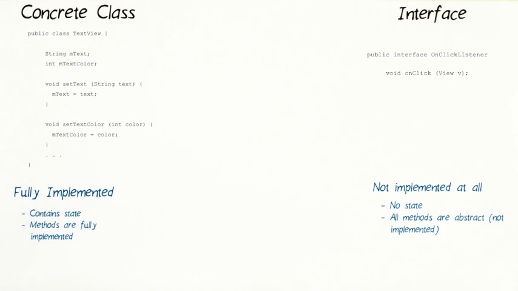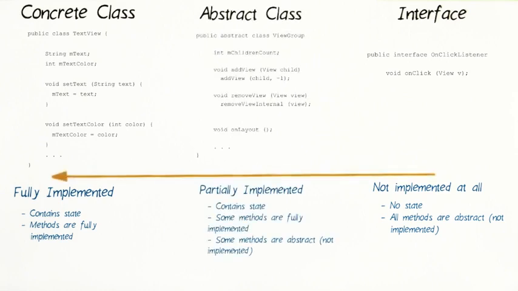There can be multiple abstract methods in an interface, but this example of the onClick listener interface only has one abstract method, the onClick method. In the future, we'll also encounter abstract classes. This is a partially implemented class, and it contains state, and some methods are fully implemented, while other methods are left abstract for someone else to define the behavior. So you can think of this as a continuum, where an interface is not implemented at all, an abstract class is partially implemented, and a concrete class is fully implemented.